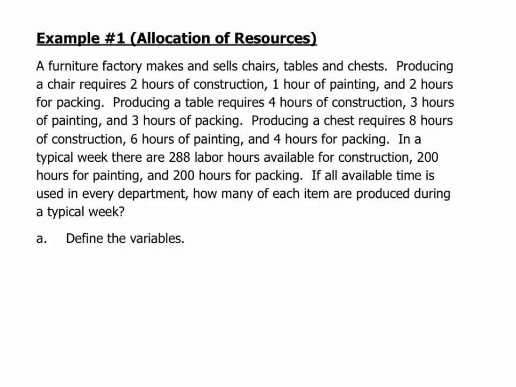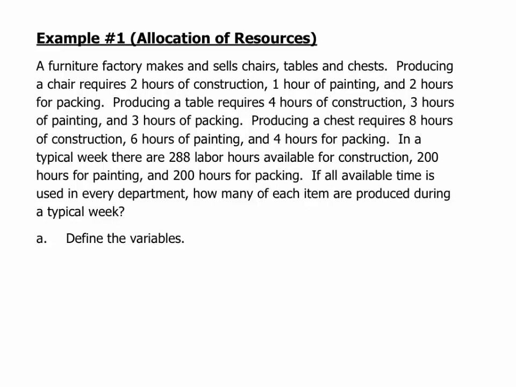A furniture factory makes and sells chairs, tables, and chests. Producing a chair requires 2 hours of construction, 1 hour of painting, and 2 hours for packing. Producing a table requires 4 hours of construction, 3 hours of painting, and 3 hours of packing. Producing a chest requires 8 hours of construction, 6 hours of painting, and 4 hours for packing. In a typical week, there are 288 hours available for construction, 200 hours for painting, and 200 hours for packing. If all available time is used in every department, how many of each item are produced during a typical week?